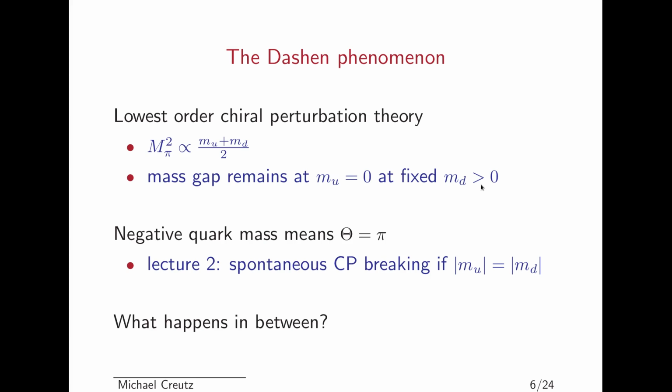Now, I told you in earlier lectures that a negative quark mass means you're at theta equals pi. So in this particular theory, going to theta equals pi when the up quark is lighter than the down quark does not do very much. When you get it all the way down to minus the down quark mass, I proved the other day that there will be a spontaneous CP breaking. So it's interesting to ask what happens between mu being md and mu being minus md.